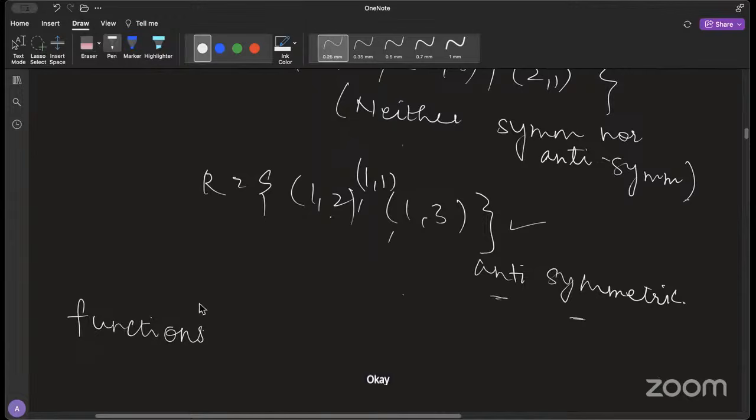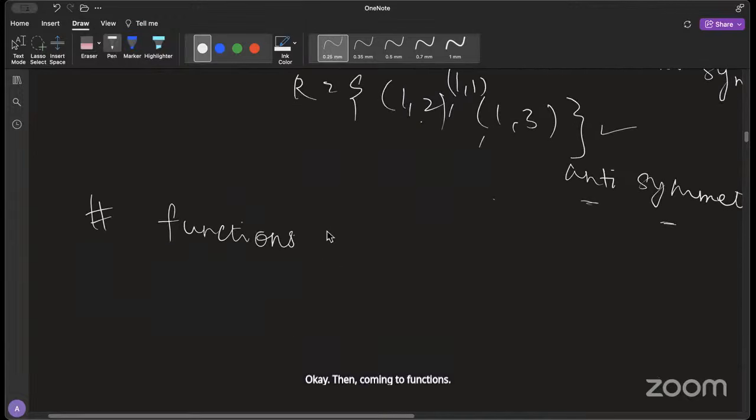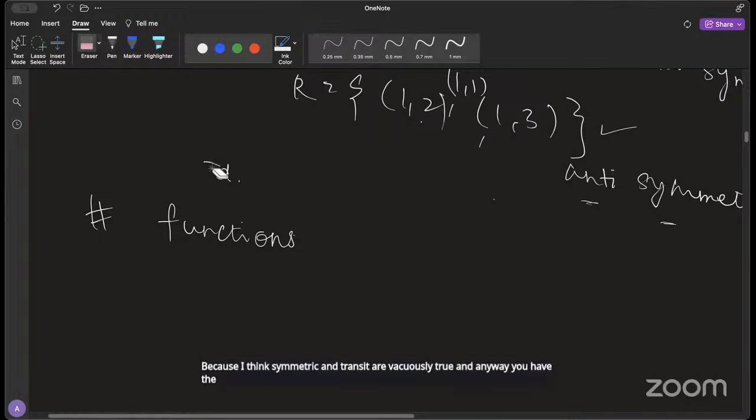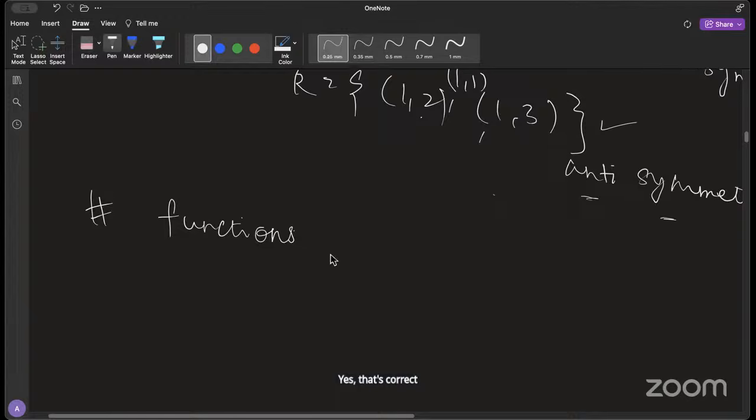Okay. Then coming to functions. One question I had, ma'am. Given a set, the identity relation will be the minimum number of elements to make it an equivalence relation. Is it correct? The minimum number of elements that an equivalence relation on that set can have will be the identity relation, right, ma'am? Because I think symmetric and transitive are vacuously true, and anyway you have the reflexive elements. Yes, that's correct. Thank you.